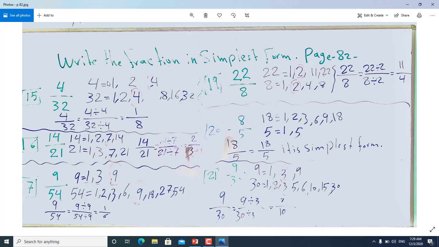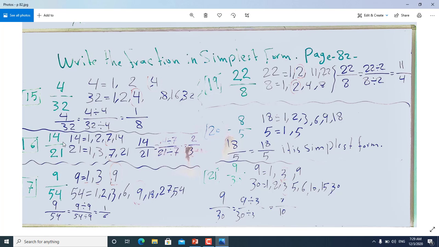So from there we have 4. 1 times 4 is 4, and 2 times 2 is 4. And for 32, 1 times 32 is 32. 2 times 16 is 32. And 4 times 8 also is 32. The common factor between them is 4. So for this fraction we divide the numerator and denominator by 4. 4 divided by 4 is 1. And 32 divided by 4 is 8.